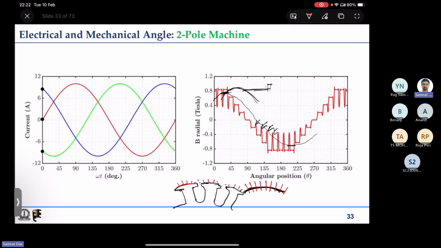Whatever flux was supposed to flow in the slot region will get diverted and flow like this. Additionally, this portion was normally supposed to flow some flux, so that flux will be there. And additionally, whatever flux was supposed to flow in the slot opening portion will also get diverted into these two edges. Because of that, at the two edges there will be higher flux density compared to whatever you have in the main tooth body portion.